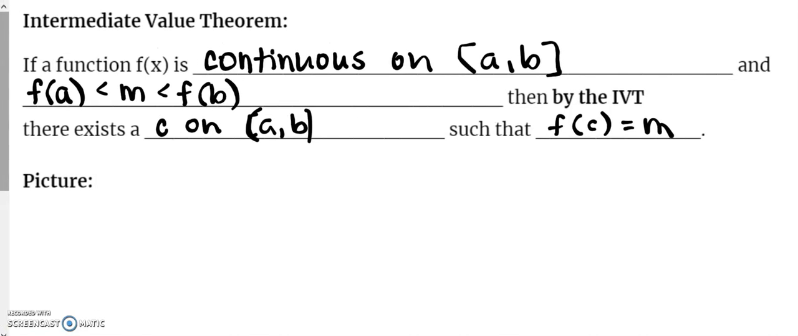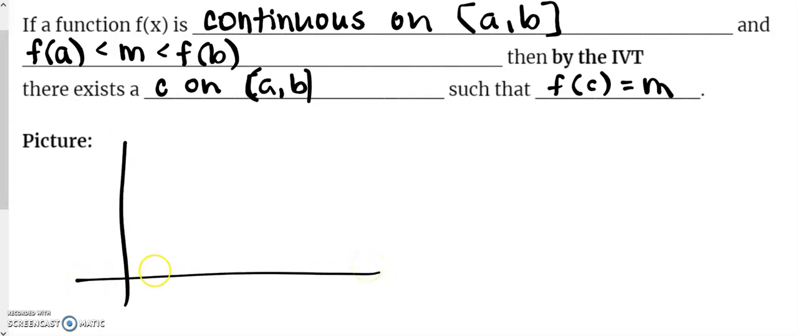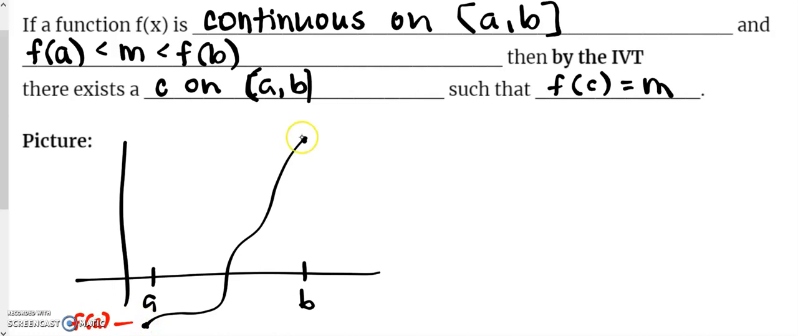But what's really going on here, if we draw a picture? Our function has to be continuous on a closed interval from a to b, so I'm going to have some function I can draw without picking up my pencil from a to b. This looks a little vertical, but I didn't mean for it to. And m is somewhere in between. This would have been f of a, and this up here would be f of b. So m is somewhere in between here. I choose here. Then by the IVT, there exists a c somewhere between a and b, such that f of c is equal to m.